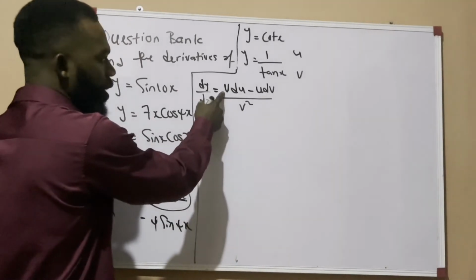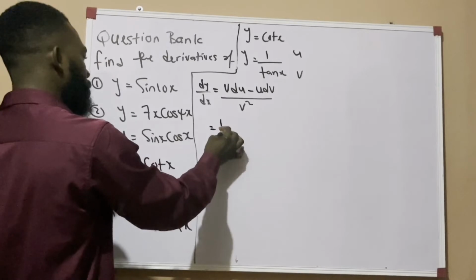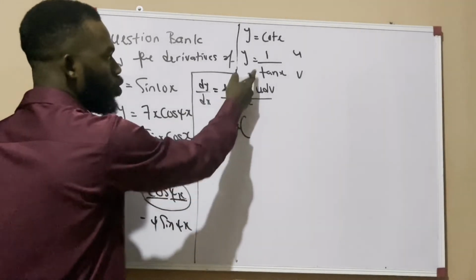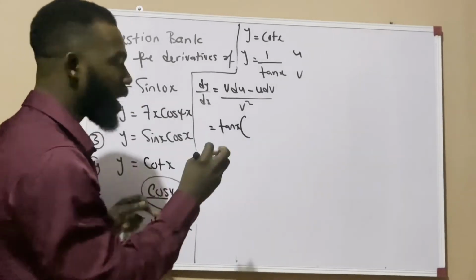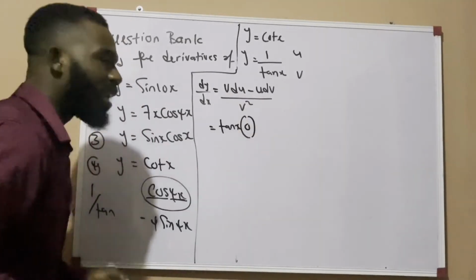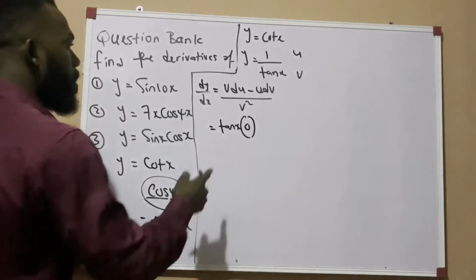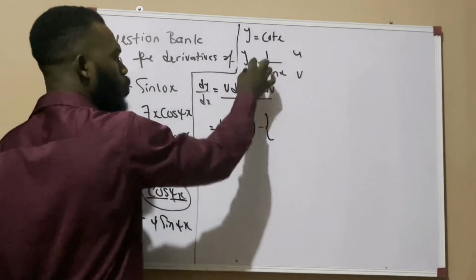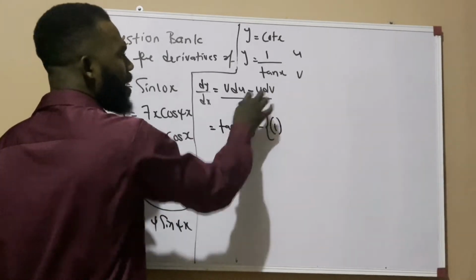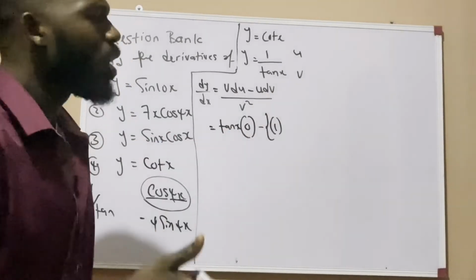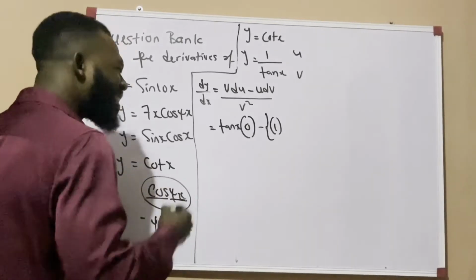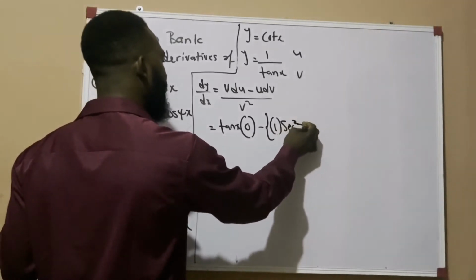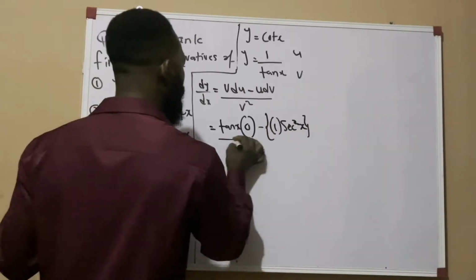Now, if I hold v, which is tan x, in a bracket, I will differentiate u, which is 1. If I differentiate 1, I will get 0 because 1 is a constant. Minus. What am I holding now? u, which is 1. But what am I differentiating now? v, which is tan x. When you differentiate tan x, you get sec square x. Sec square x. All over.